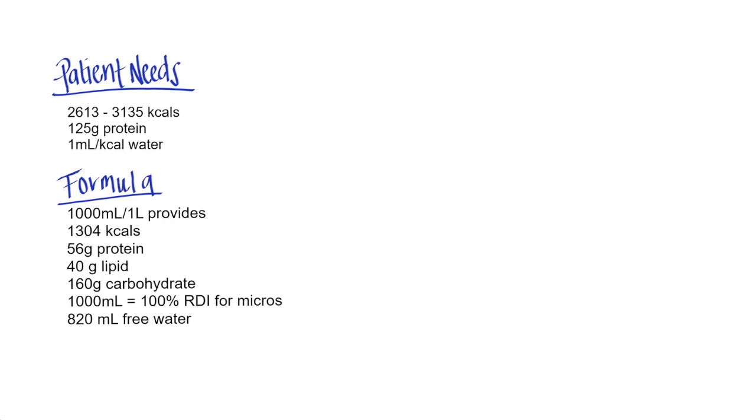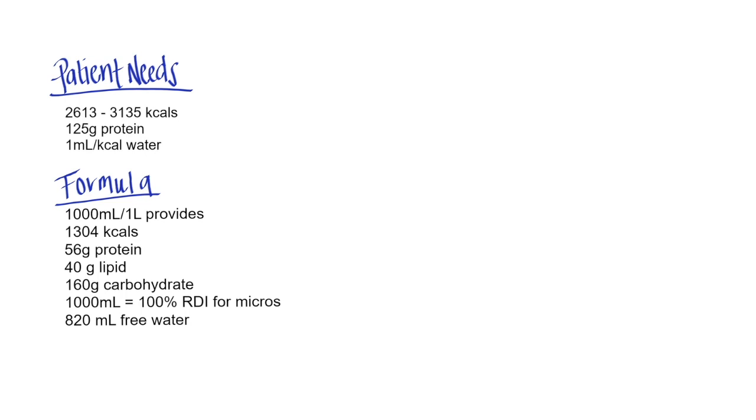All right, so let's get started on our first example patient. Because we're just working on quick calculations today, I kept it pretty simple for us. Looking at patient needs, you're going to see this first patient falling somewhere between 2613 to 3135 in terms of kcals. We're only looking for protein goals here today. We're aiming for 125 grams of protein for this person, and we're looking for about 1 ml per kcal of water. We have a formula already selected for us to use, so all we're going to do today is figure out how much of this formula we need and what rate we're going to provide it at to this patient in order to meet those basic needs.